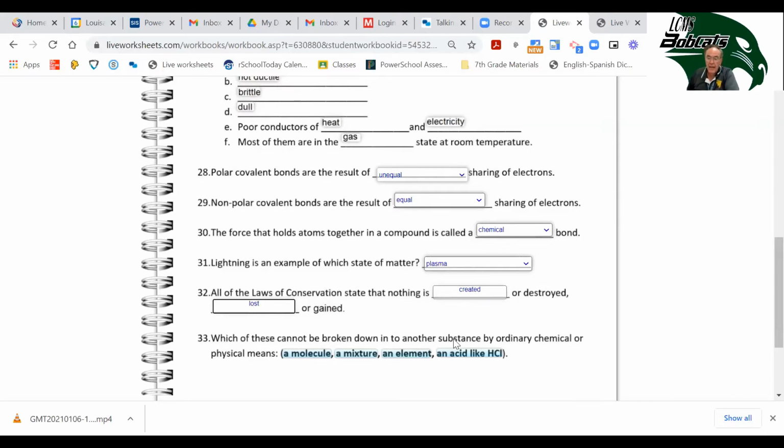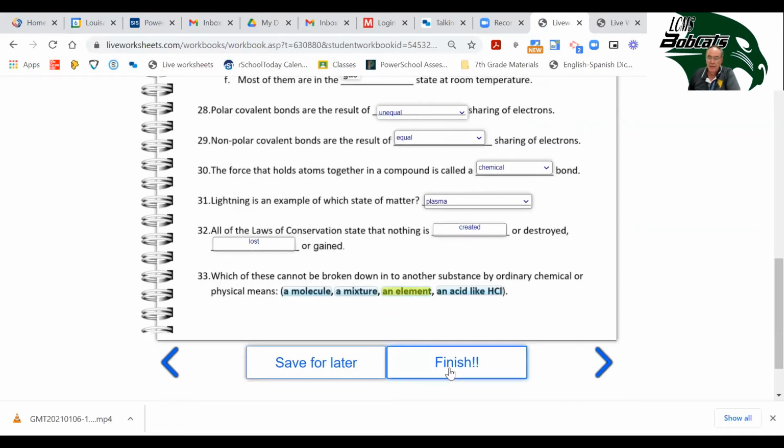Which of these substances can't be broken down into another by ordinary chemical or physical means? We can break molecules apart with chemical processing. We can separate mixtures by physical means. We cannot separate elements, and we can separate acids. This is just a compound.